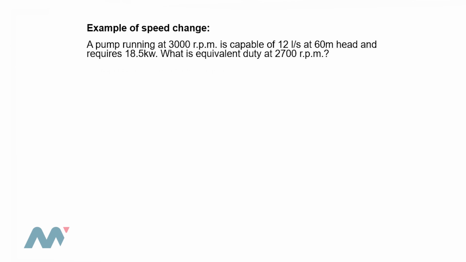Here's an example. A pump running at 3000 RPM is capable of 12 litres a second at 60 metres head and requires 18.5 kilowatts of power. If we slow that pump down, we get a speed ratio of 2700 over 3000, which is 0.9. So that gives us a ratio for flow. If we want the ratio for head, we need to square that, which is 0.81. If you want the ratio for power, it is 0.9 cubed.